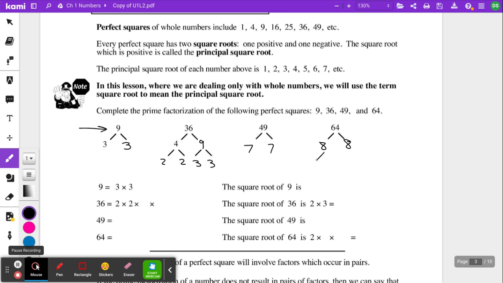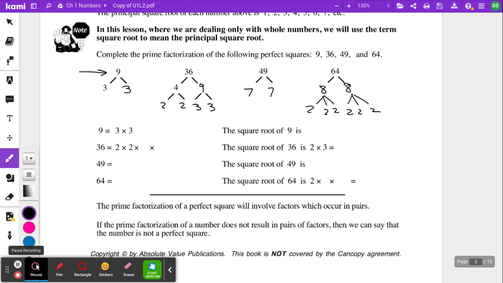8 and 8, but go all the way to prime factors, right? We're trying to find prime factors for all of them. Agreed? That's how you could make your prime factor trees for those 4 numbers that we already know are perfect squares, but we could prove it. Now, we did this in 8th grade, if you recall. We've done this before. Okay, so I'll just finish writing those numbers in here.